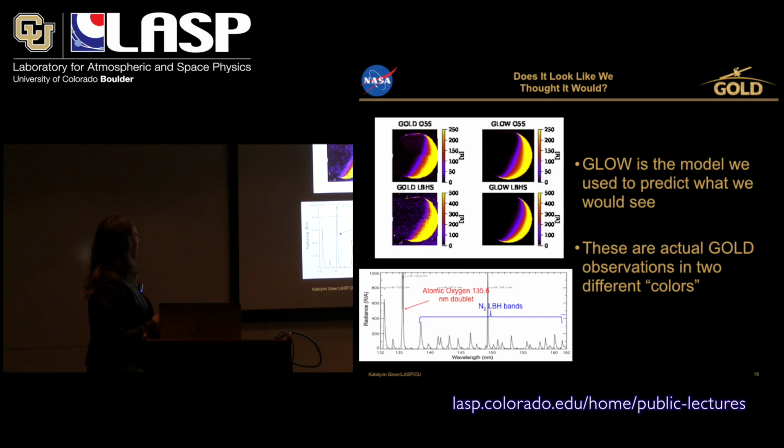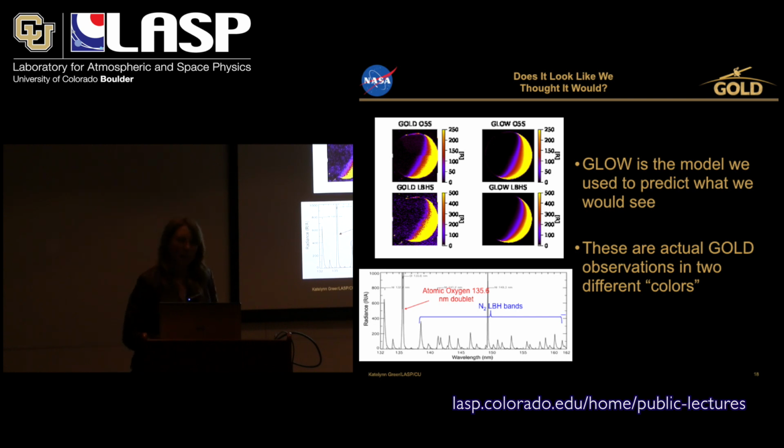When I say OI 135.6, what I'm really talking about is the atomic oxygen 135.6 nanometer color. And when I talk about LBH, what I'm talking about is what are called the Lyman-Birge-Hopfield bands. And these are emissions due to nitrogen.